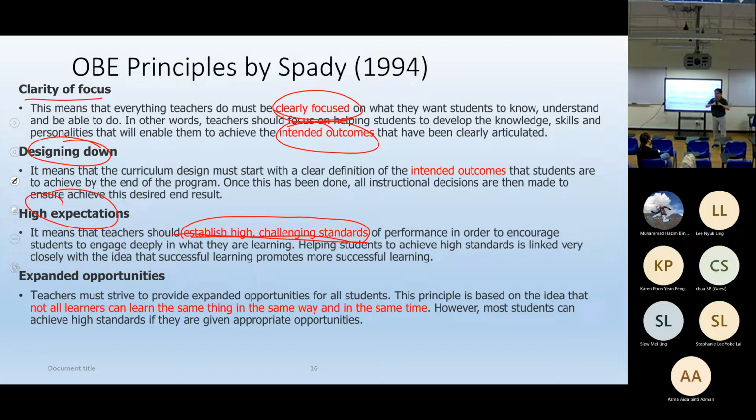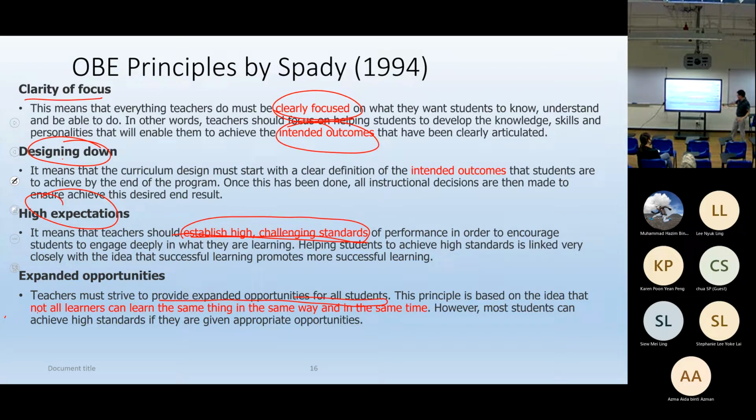OBE, people achieve at different pace. So you must tell them, I am here. You're not sure again, come and see me. You see? That is the driveway. And expand opportunities. Expanded opportunities for all students.